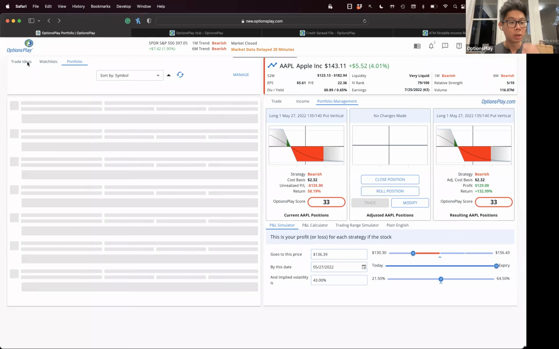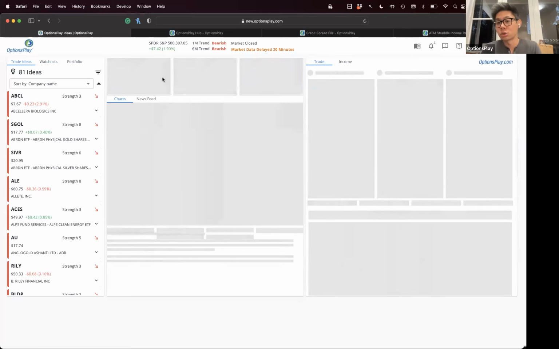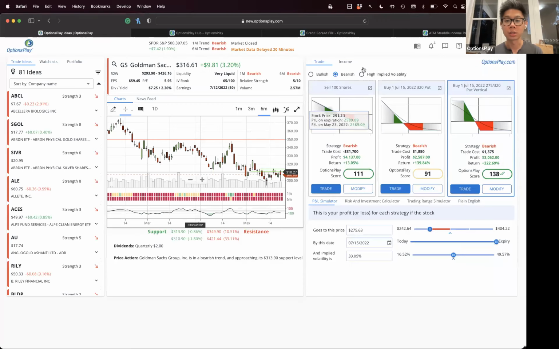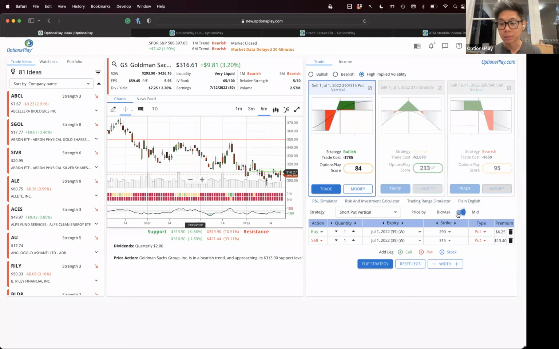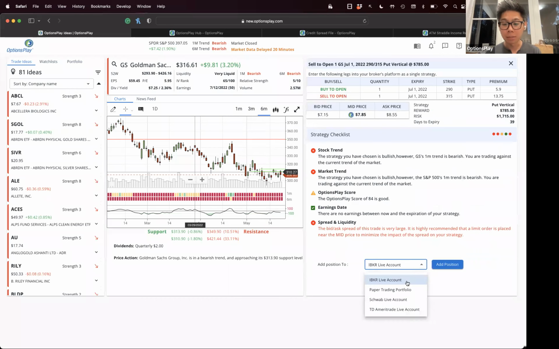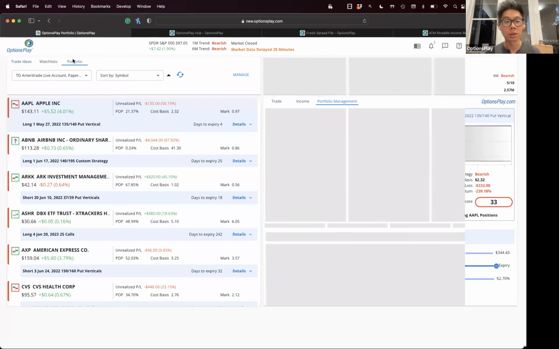What you simply do is use the platform. So for example, let's say I sold the credit spread here on Goldman Sachs today, right? Let's say I sold the July 315-290 put vertical here on Goldman Sachs. What I can do is simply click on the trade button. I can select the account that I want to add it to. So for example, if I traded this in my IBKR Live account, I can simply click on Add Position, and this position will now be added to my IBKR position. I don't have to do any of that work manually.